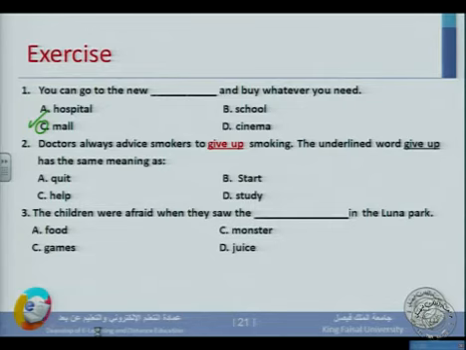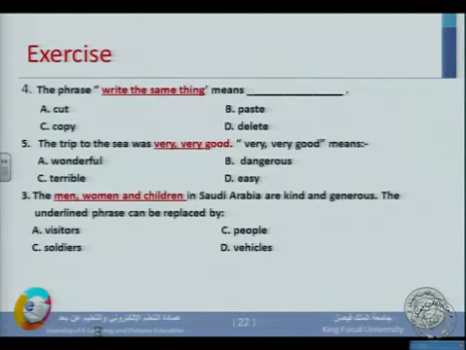Doctors always advise smokers to give up smoking. The underlined word is give up. What does give up mean? We took it in the academic word list, in the previous slides. It means to quit. The children were afraid when they saw the food, games, monster and juice. What does afraid mean? Frightened. When? When they saw the monster, the fearful creature. So I want you to make sure you memorize these words and their uses.